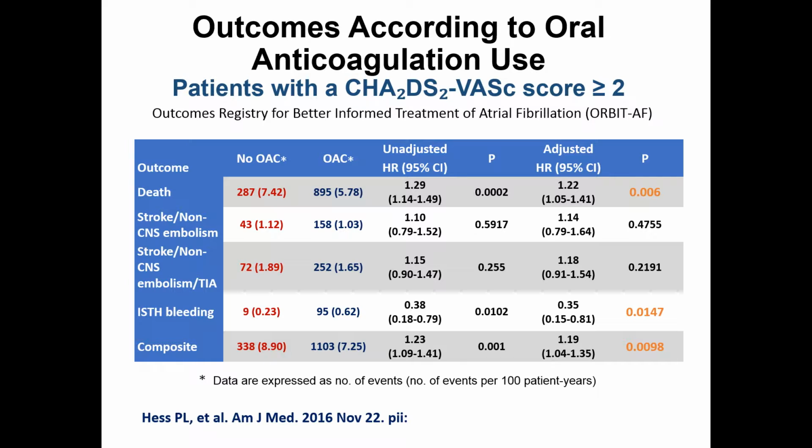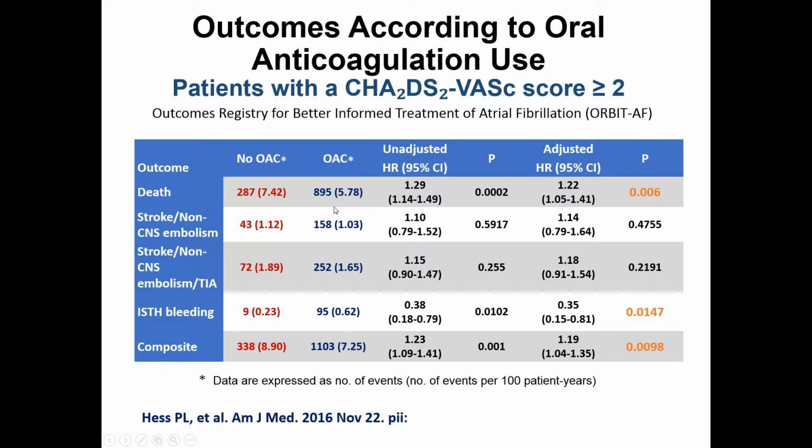This registry is in the United States only, and this slide refers to patients, all of whom had a CHA2DS2-VASc score of 2 or more. Down the left-hand side, we can see the outcomes, and we see the raw data for patients not on oral anticoagulants and on oral anticoagulants, an unadjusted hazard ratio, and an adjusted hazard ratio.